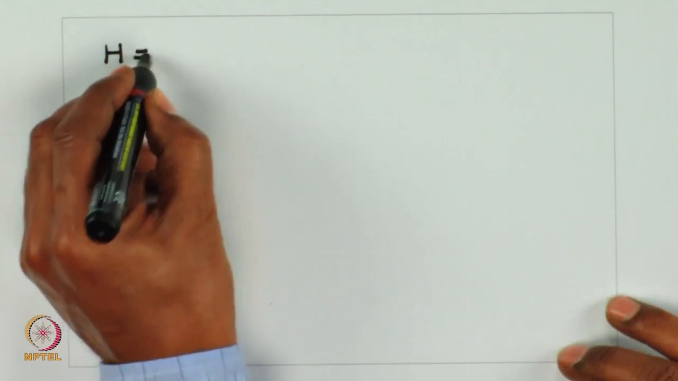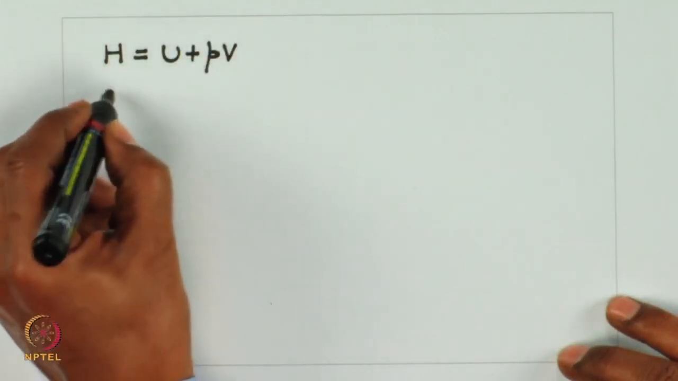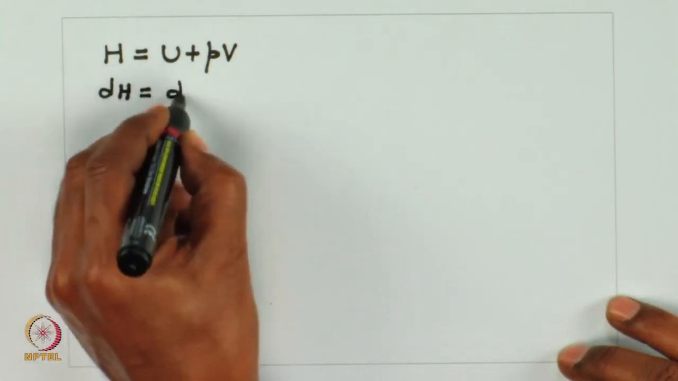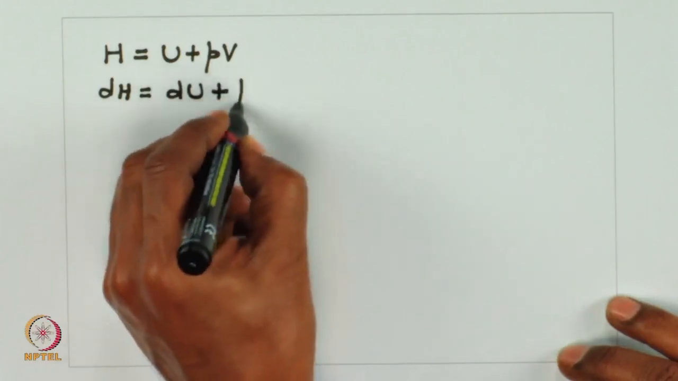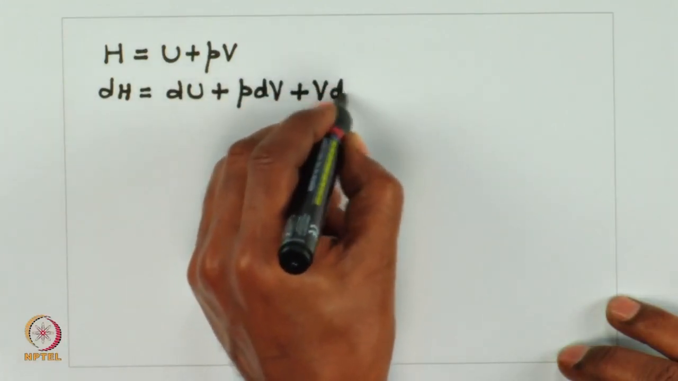Now let me take up enthalpy. H is equal to U plus PV. I'll just take up this and let's see what we get. dH, that is for a small change, dU plus PdV plus VdP.